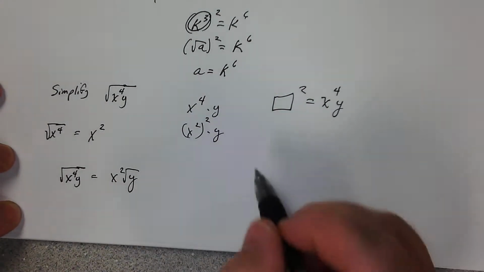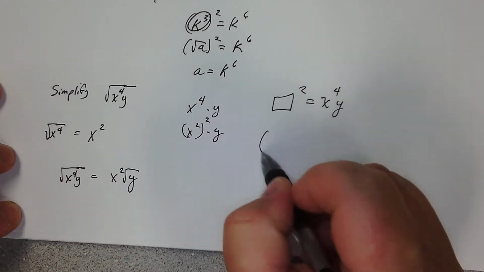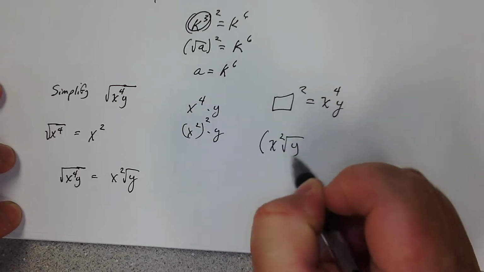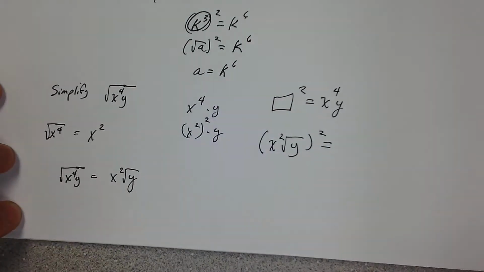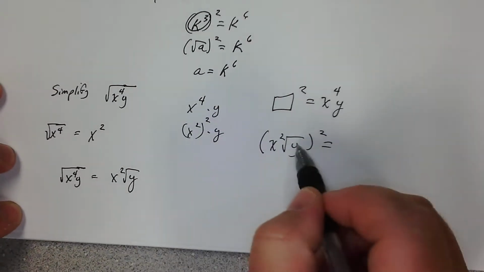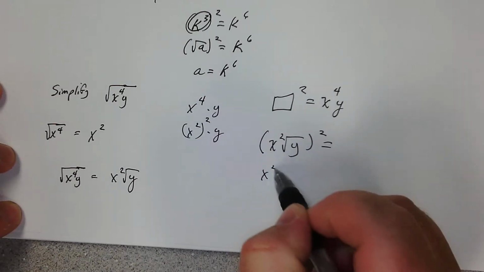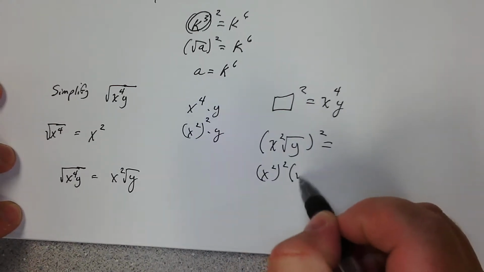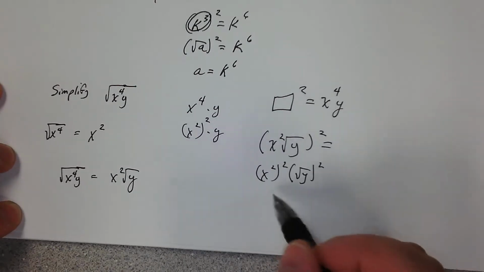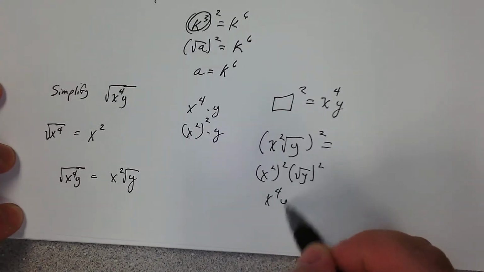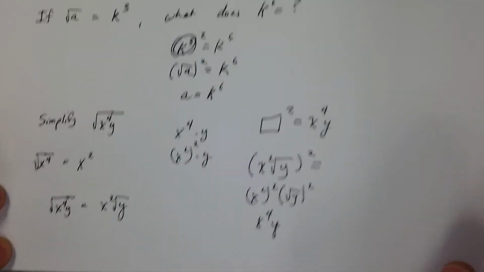Now, the reason I know that's true is because if I square this, I get x to the fourth y. See, watch. Everything in here gets squared. So x squared squared, and then the square root of y squared. Well, that's x to the fourth, and that's y. Boom, done. See? All right.